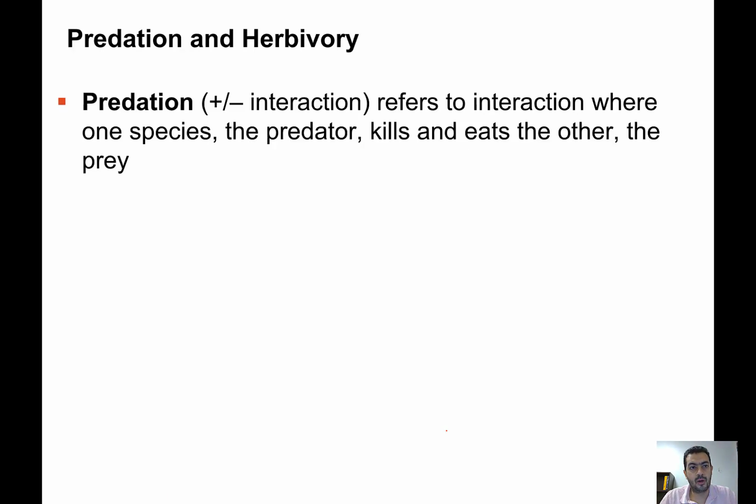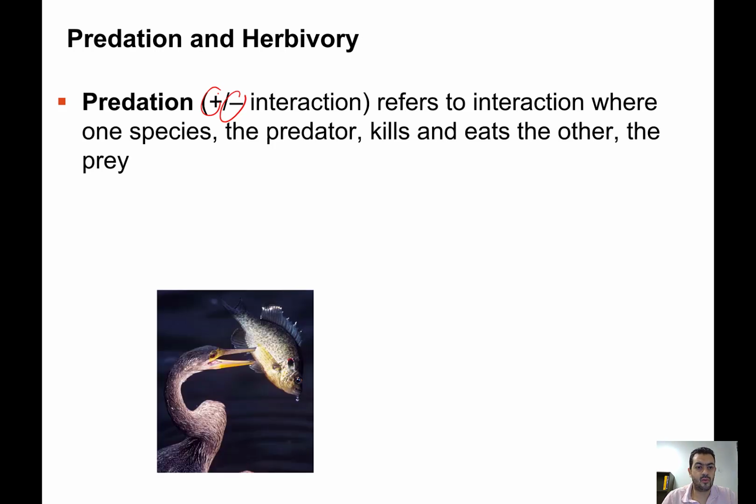So moving on, in addition to competition, we may have predation and herbivory. This one is a plus-minus interaction. One organism eats or kills or attacks the other, so it gains benefit, which is usually the food, and the other one is harmed by this interaction. Here we can see an example of predation.